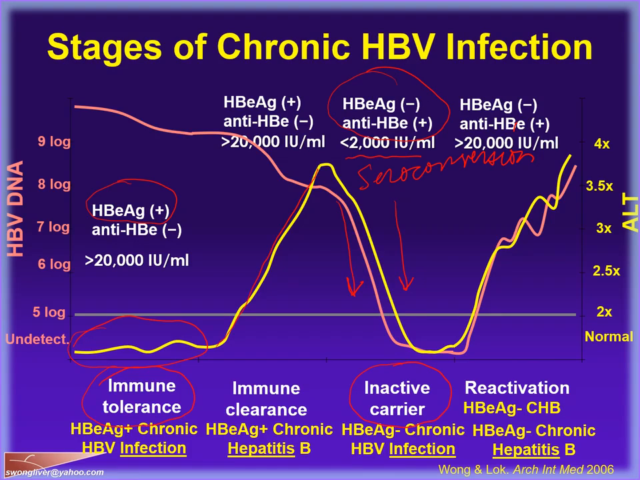Now, of course, the story doesn't end here, because in a small proportion of patients, about 20% chance, these patients may actually have a reactivation of their viral replication. So in these patients, even though the HBe antigen remains negative, which your book says is a relatively non-replicative stage, patients may have an increase again in DNA levels and an increase in ALT levels. This is what we call HBe antigen negative chronic hepatitis. So even though these patients are e antigen negative, there can still be liver injury.